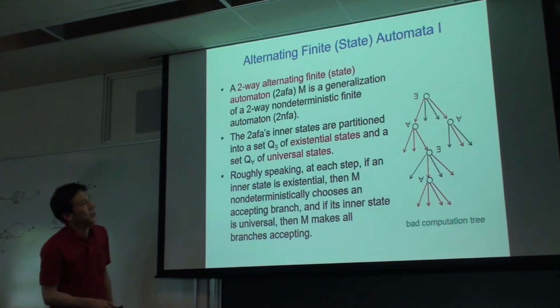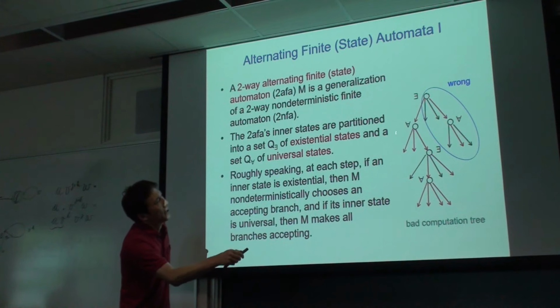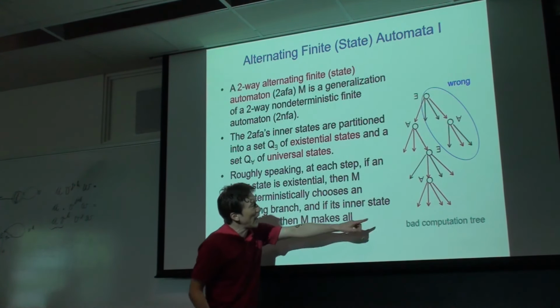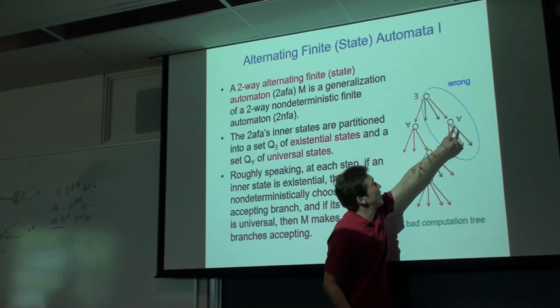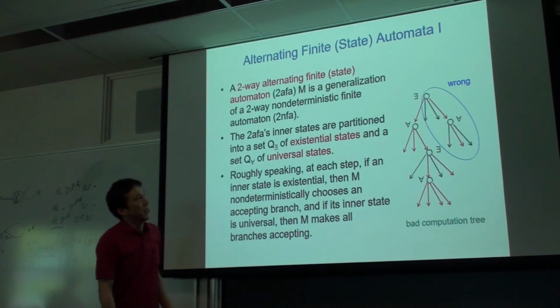Right? This is bad because here the universal state does not have, we'll say, the red lines are accepting and the black ones are rejecting. So this particular state does not have all branches accepted.